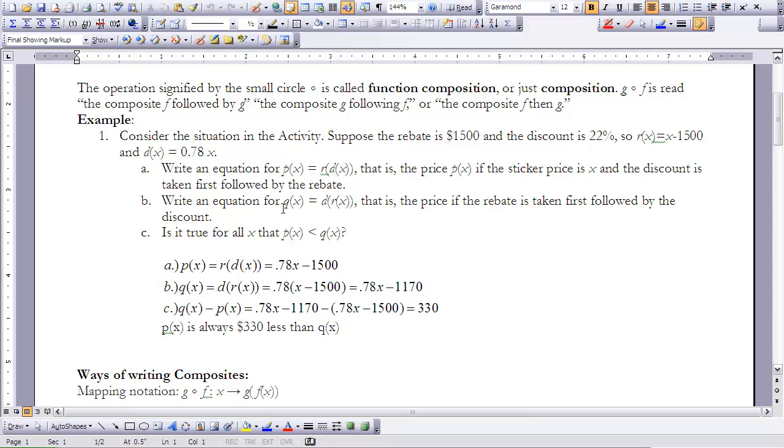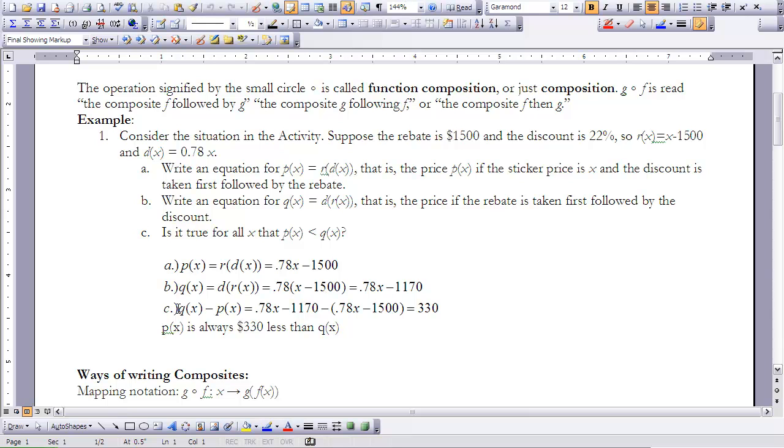Part B says write an equation for q of x where we take the discount after we do the rebate. So that is the price if the rebate is taken first, followed by the discount. So if I take 78% of the price after the rebate, that would be 0.78x minus 1170.